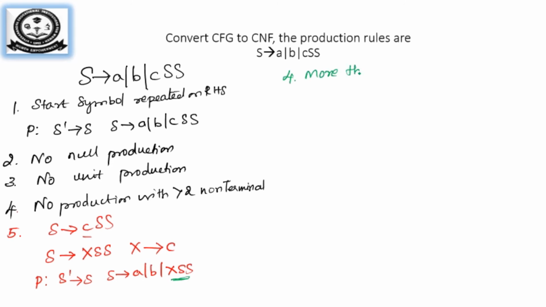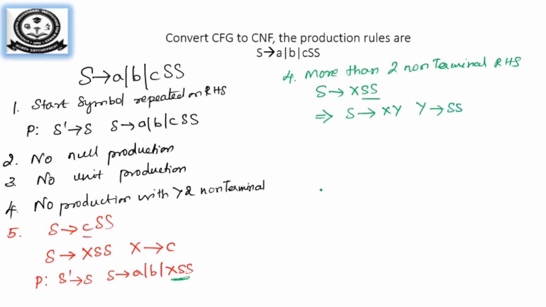more than two non-terminals on the right hand side. So that the production is S tends to XSS. So now this SS can be replaced with Y. So this will be implied as S tends to XY and Y tends to SS. So now your final production rule will be S dash tends to S and S tends to A or B or XY and X tends to C, and you will have Y tends to SS.